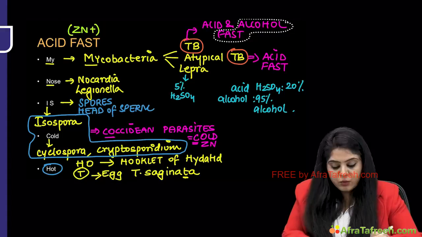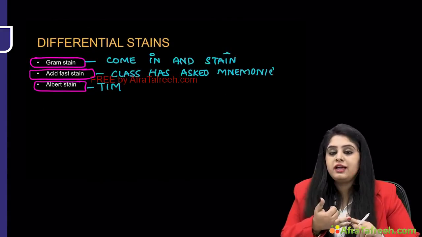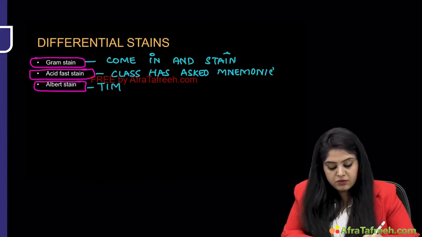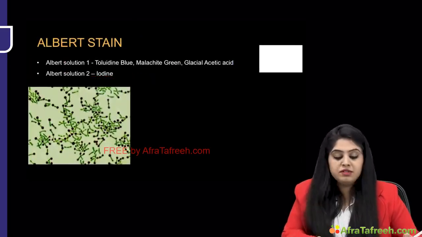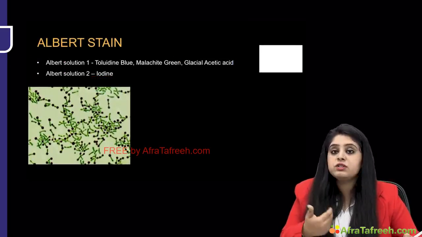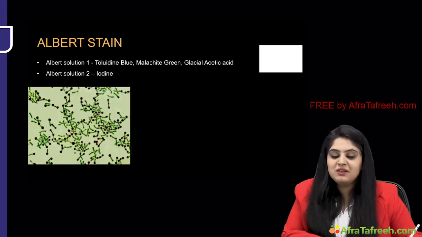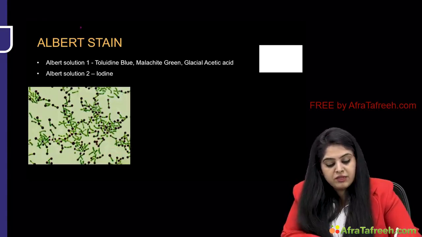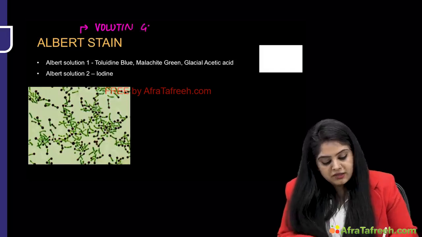Which brings us back. Which was the first stain that we did? Gram. The second one was the ZN or the acid fast. And the third one is going to be the Albert stain. Very important previous year question that we all should be knowing. When we talk about the Albert stain, first I'll have to tell you what it is that you're trying to do. Right now you've not done bacteriology, but I'm sure eventually you will. Albert stain is used for volutin granules.